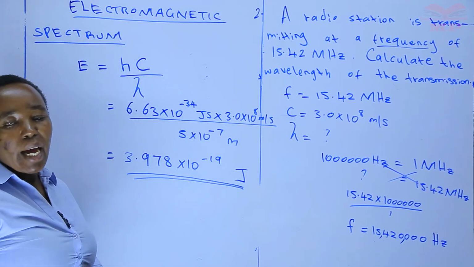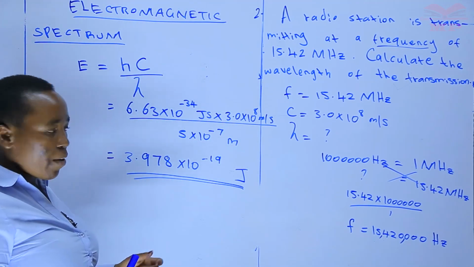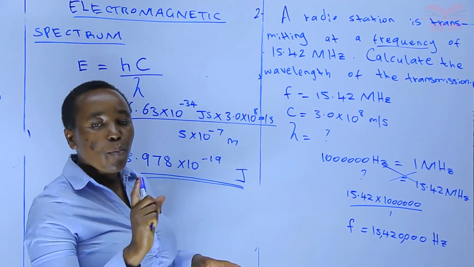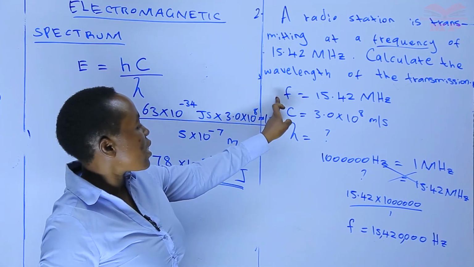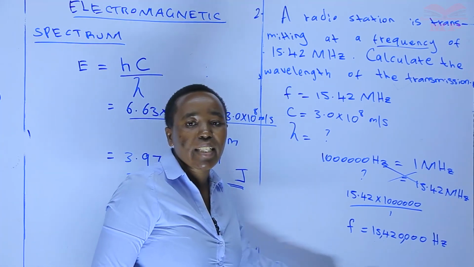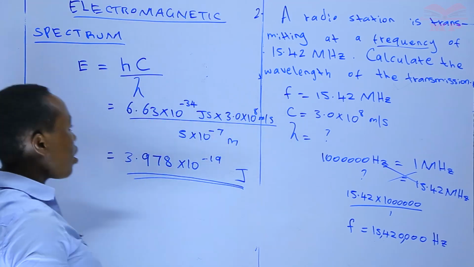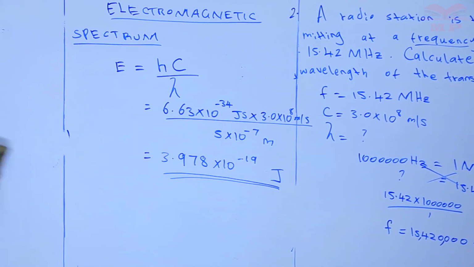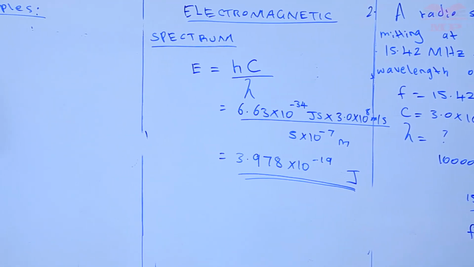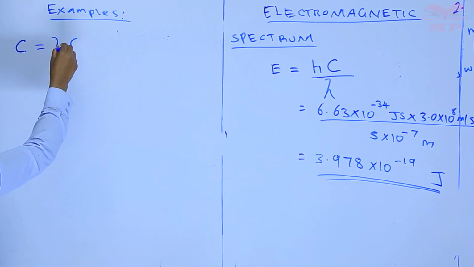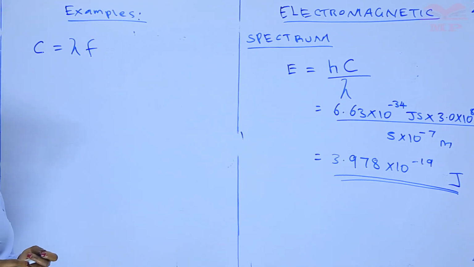So we now come and look at the formulas that we derived. Which formula are we going to apply to get the wavelength? The formula that relates frequency, the speed, and the wavelength. And that is simply the wave equation. So we just note down the wave equation. We say that the wave equation is c equal to wavelength multiplied by frequency.